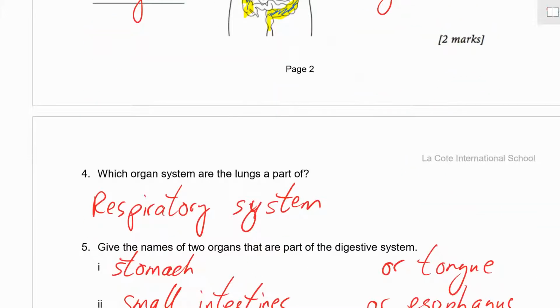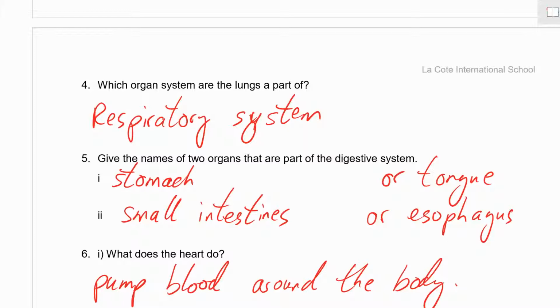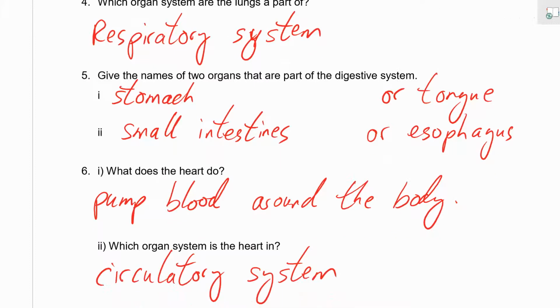Moving on, question 4. Which organ system are the lungs part of? They are the respiratory system. Question 5. Give the names of 2 organs that are part of the digestive system. We're looking for the stomach or the small intestines, and you could have had the tongue or the esophagus. Not the mouth. I saw there was a piece of work I think my class did where it spoke about the mouth being an organ, but it isn't. A tongue would be the organ though. Hopefully there are possibly a few more which you can check.